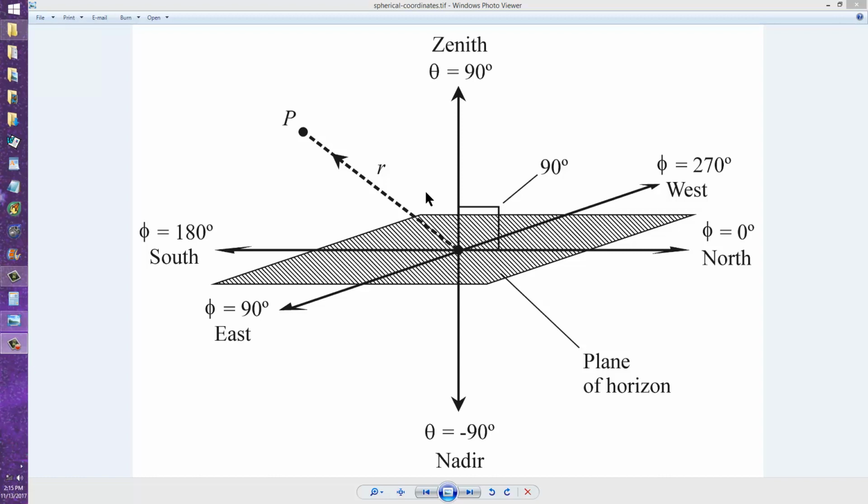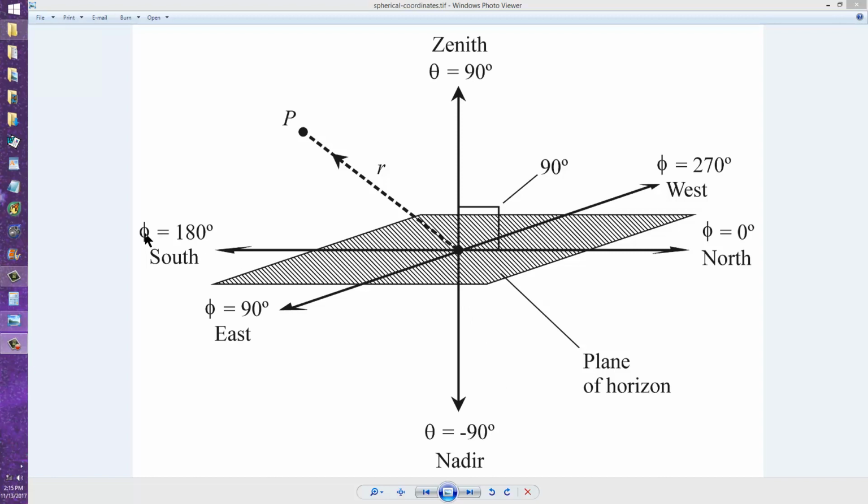Also, you can define it in terms of angles, where theta can go from minus 90 degrees straight down to plus 90 degrees straight up. So a range of 180 degrees.